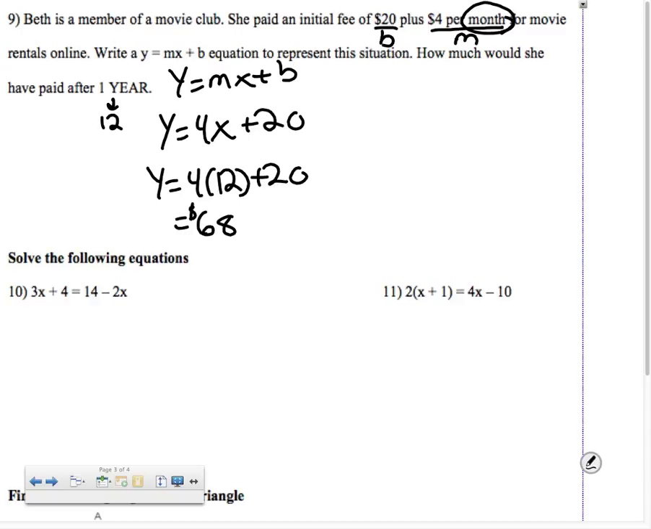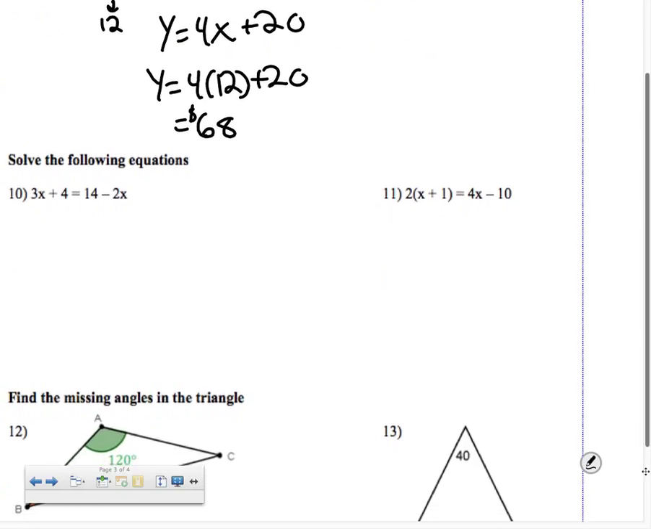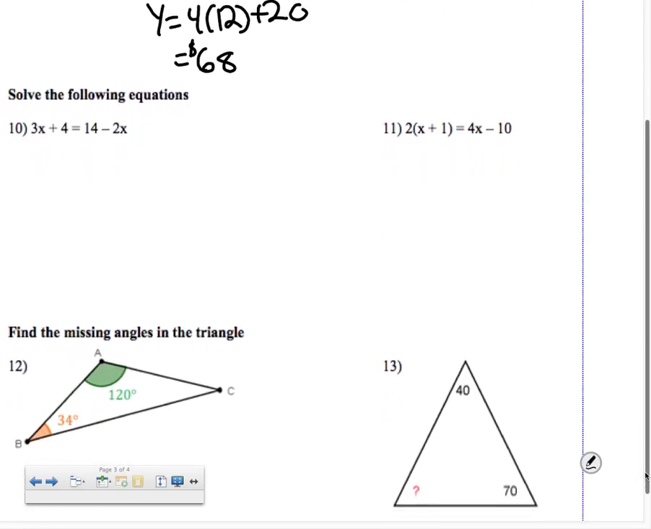So again, when you have a word problem, figure out what number is repeating, what number is not, and that's your m and your b, and then plug those in to fill out your equation. The next two are kind of break problems, so they're a little bit more simple. So all you're doing is solving for x. I'm going to get x by itself.